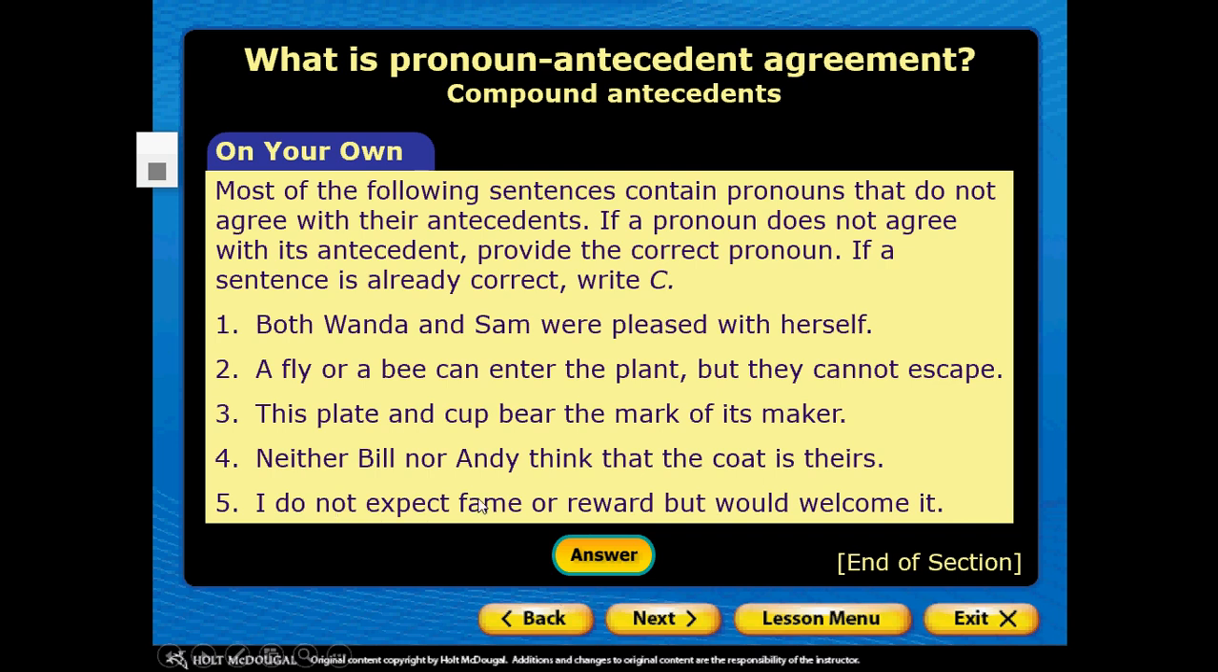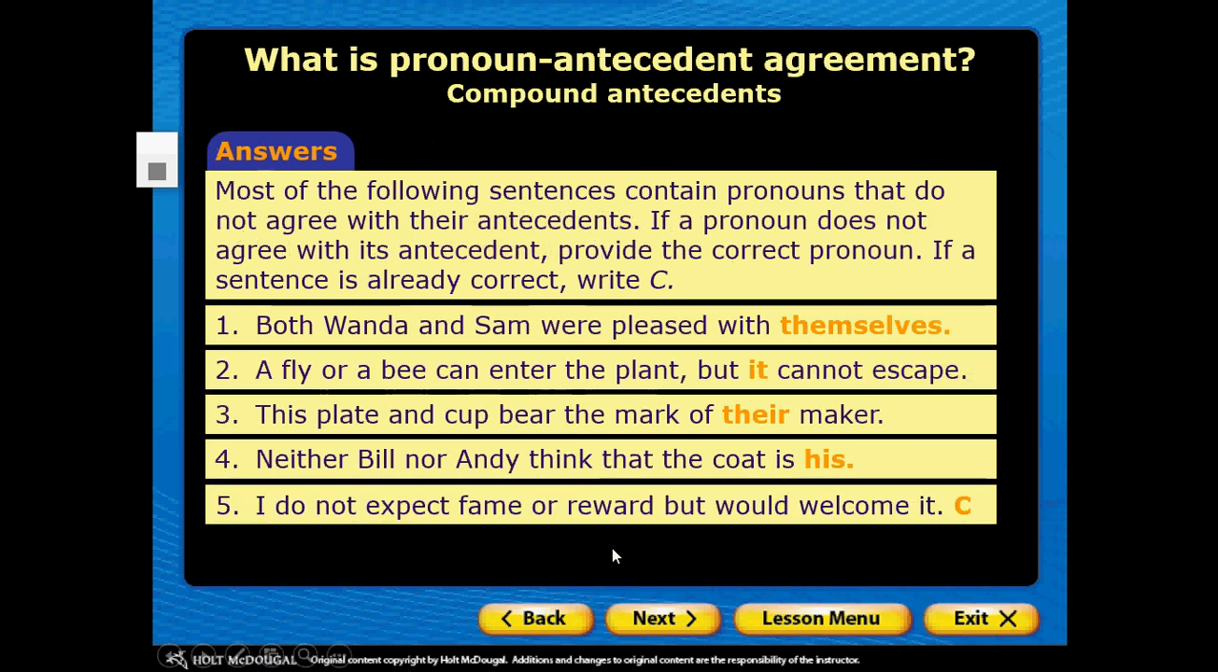I do not accept fame or reward, but would welcome it. So, I would welcome it. No, I think this is correct because we have I for the singular, welcome it. Let's have a look. Yep, correct. I do not accept fame or reward, but would welcome it. Because they both agree. We're talking about a singular antecedent and also singular here with it.